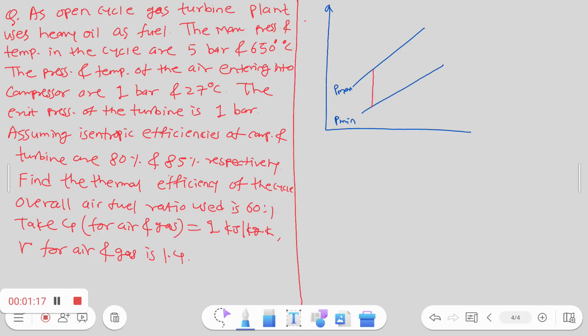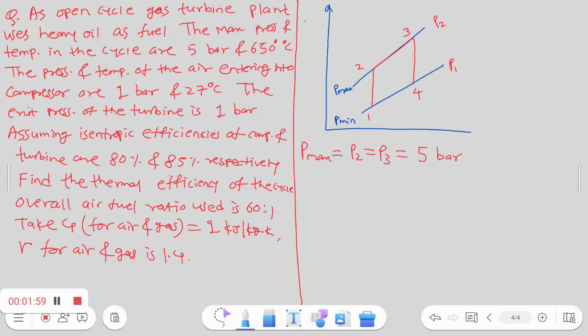1 to 2, 2 to 3, 3 to 4. Ideal cycle, right? Okay. So from this, here you can also write P1 and P2. So the maximum pressure in the cycle, P max, P2, which is equal to P3, which is equal to 5 bar, because the pressure is constant, right?